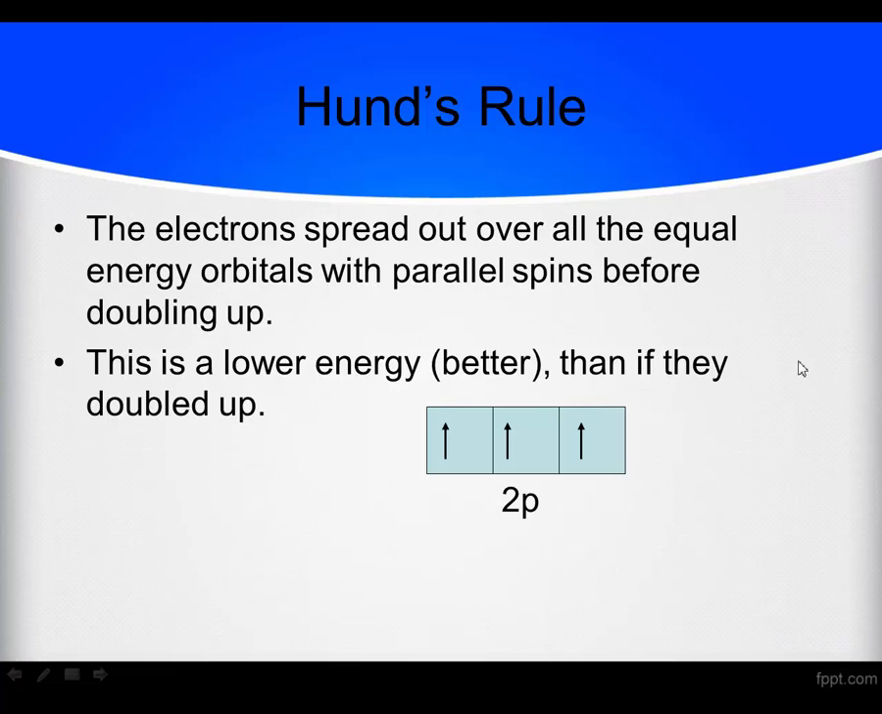And then, according to Pauli, if I've got another electron, which direction does it have to go? It has to go counterclockwise, right? So we would draw it in as a down arrow.